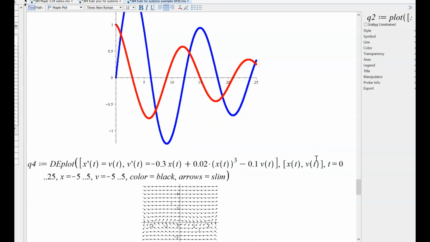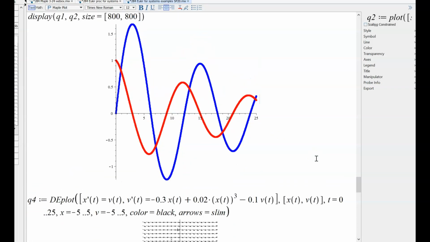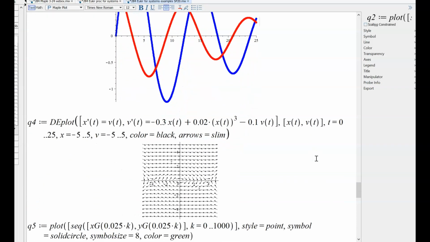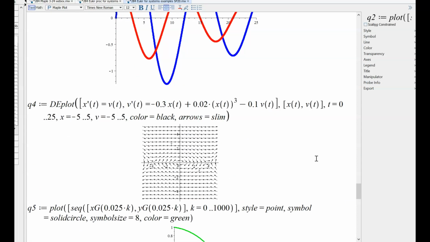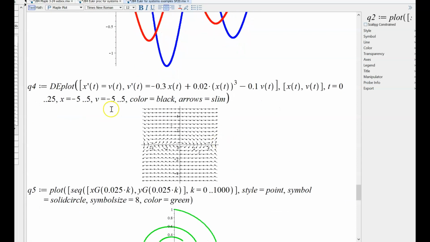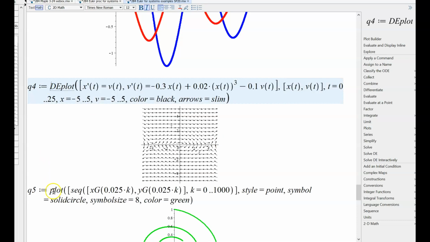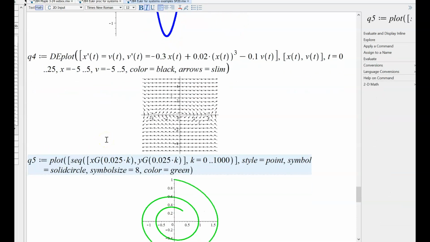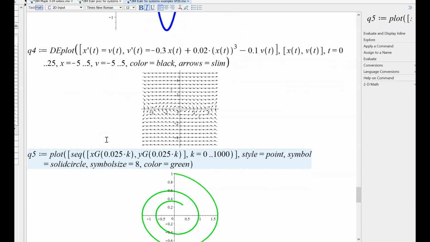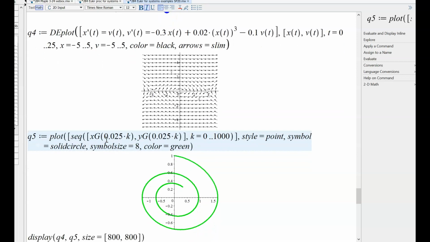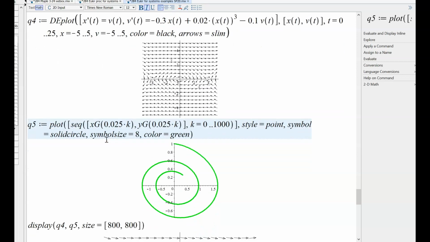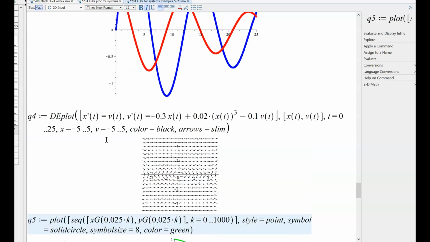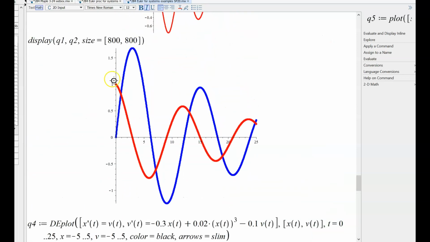I'm going to do a little bit more with this example. What I want to do is plot the direction field. I've called that Q4. And I've got Q5, which is the plot of the approximate solution in the phase plane. Let's look at the difference between the green graph that I have here and the blue and red ones before. Those were the x and the y components respectively in blue and red.